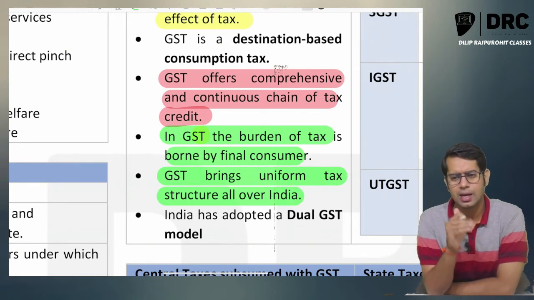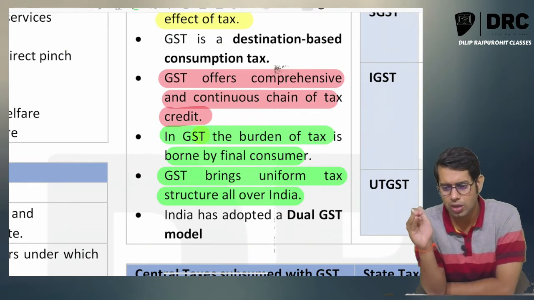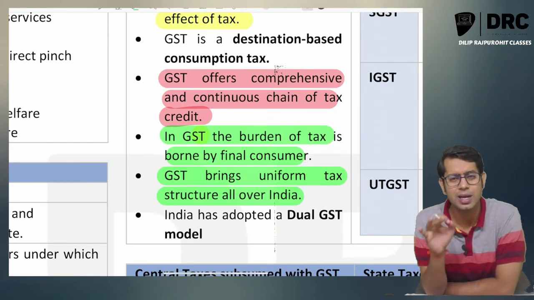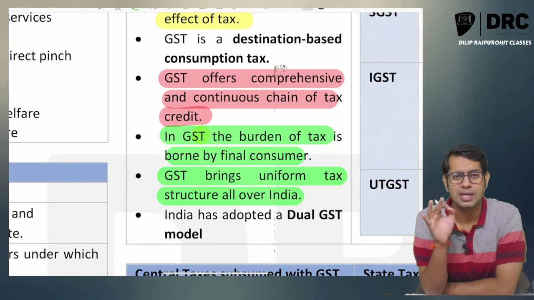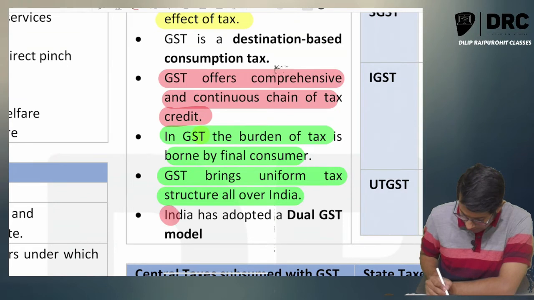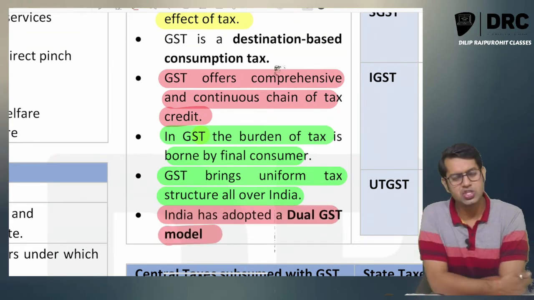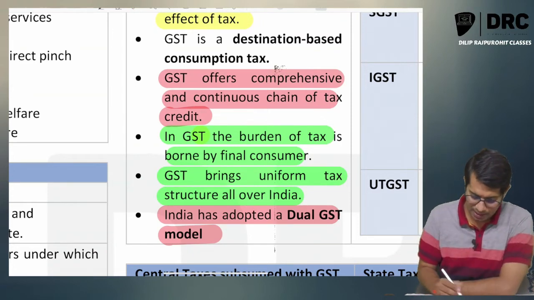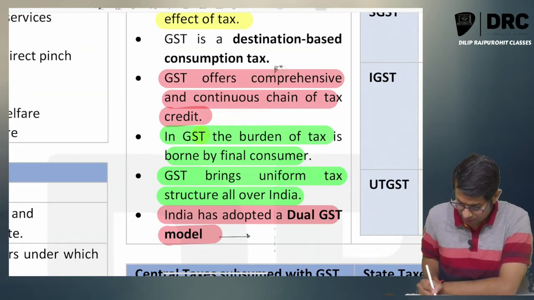Whether you are in Karnataka or Telangana or Tamil Nadu or Uttar Pradesh or Delhi, it does not matter. The tax law everywhere is the same. Similarly, India has adopted the dual GST model. There are various different types of models of GST, but India has adopted the dual GST model.